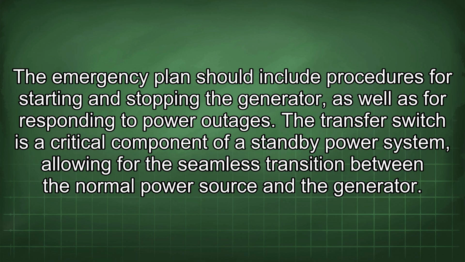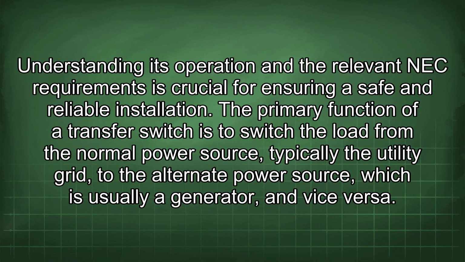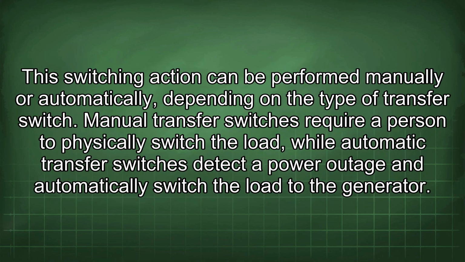The transfer switch is a critical component of a standby power system, allowing for the seamless transition between the normal power source and the generator. Understanding its operation and the relevant NEC requirements is crucial for ensuring a safe and reliable installation. The primary function of a transfer switch is to switch the load from the normal power source, typically the utility grid, to the alternate power source, which is usually a generator, and vice versa. This switching action can be performed manually or automatically, depending on the type of transfer switch.